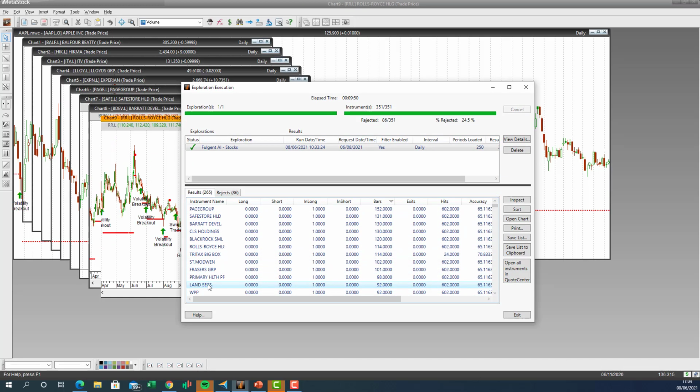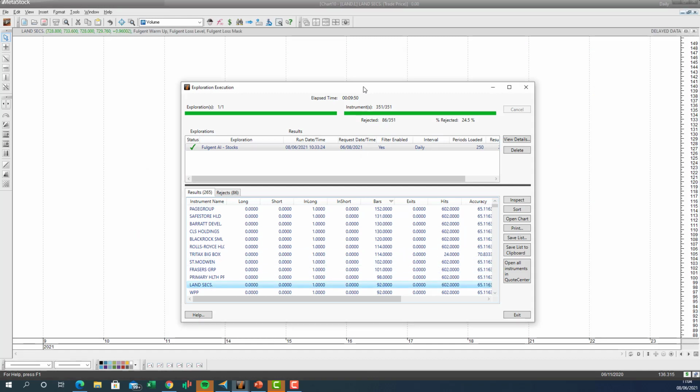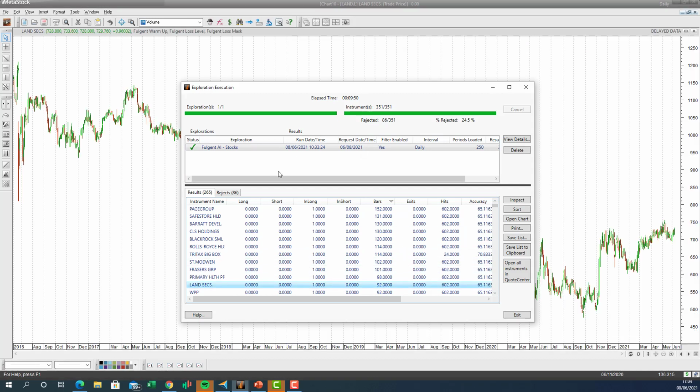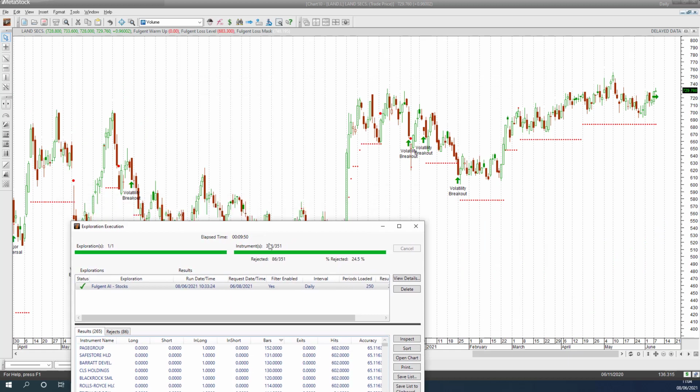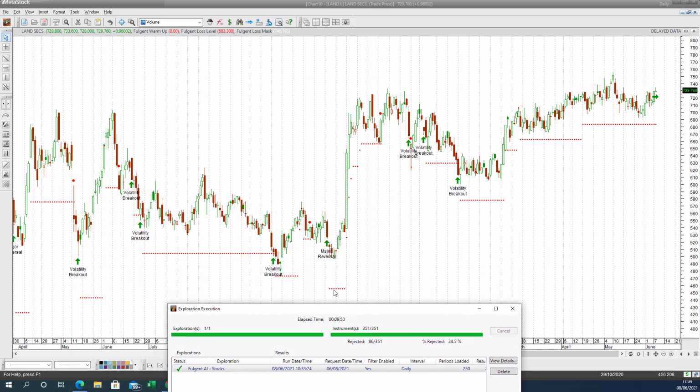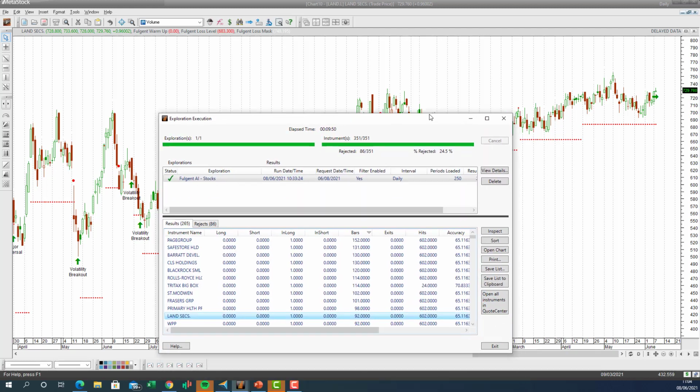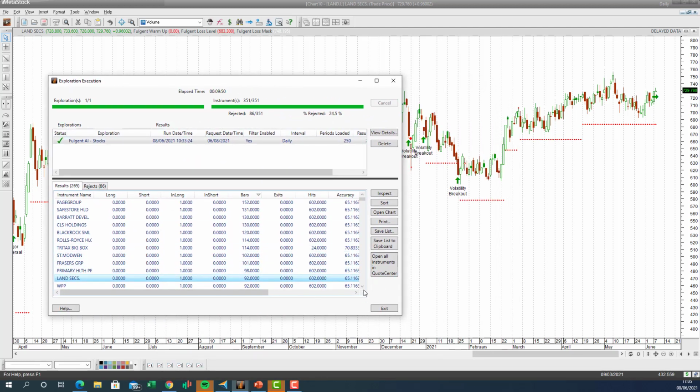Land Securities, another interesting one. 92 bars into a trade. There we go. Oh, quite nice. Lots of volatile trading sessions, but also fantastic returns. Quite high vol trades, but yet very profitable trades. So that's kind of the way to find high probability trade ideas.